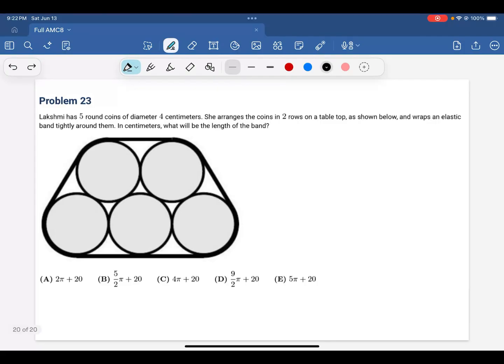If we connect the centers of these 5 circles with lines like this, we actually get that these triangles here are equilateral triangles, and diameter 4 means radius 2, so these are 2, 2. So these are equilateral triangles of side length 4.